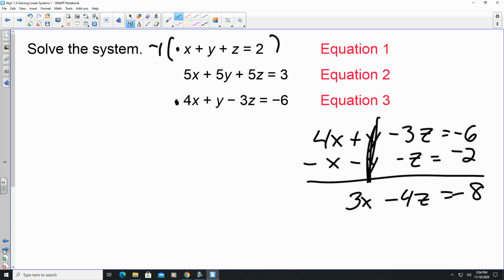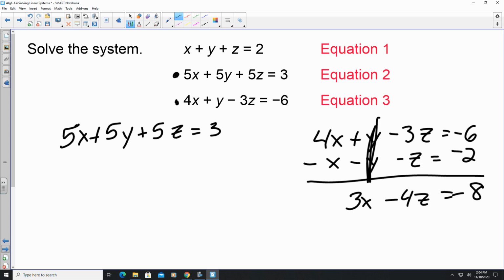Okay, since I got rid of y here, I'm going to try to get rid of y in this one. So now I'm just going to rewrite 5x plus 5y plus 5z is equal to 3. And again, this one here, you're going to multiply it by negative 5 because I want it to be negative 5y. So here it becomes negative 5x minus 5y minus 5z is equal to negative 10.